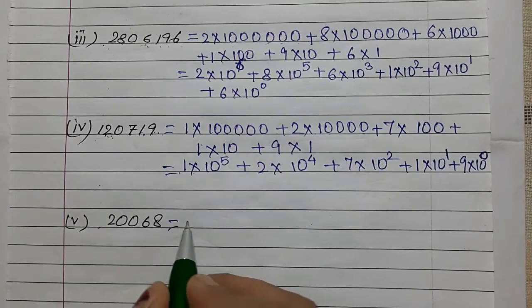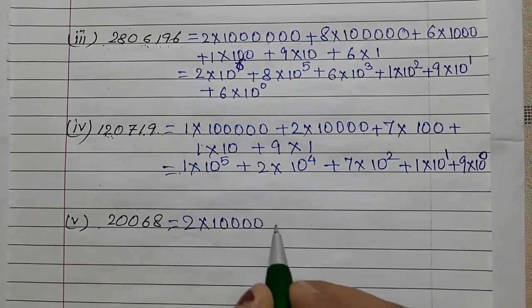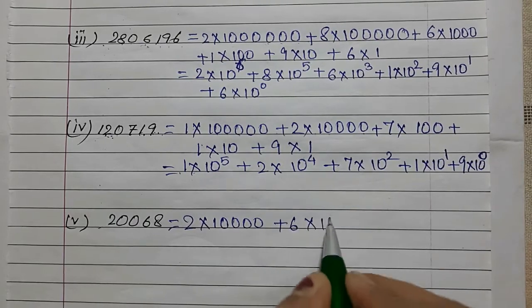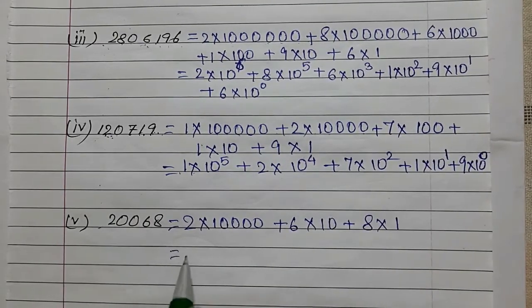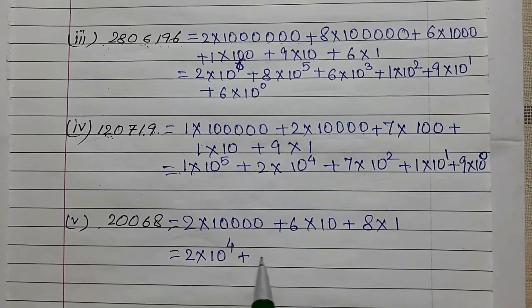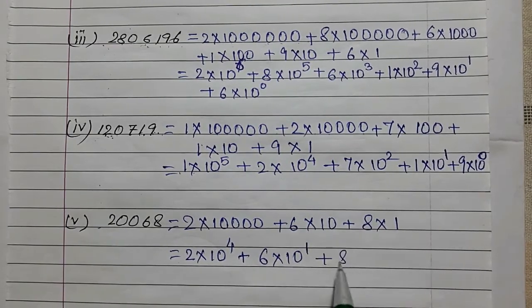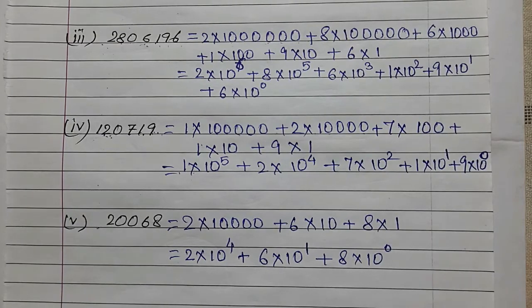Next one. 2 multiply by 10,000, 6 multiply by tens, 8 multiplied by ones. So 2 multiply 10 to the power 4, 6 multiply 10 to the power 1, 8 multiply 10 to the power 0. And question 1 is done.